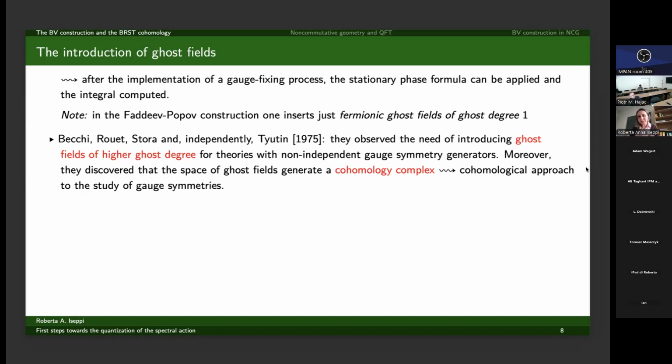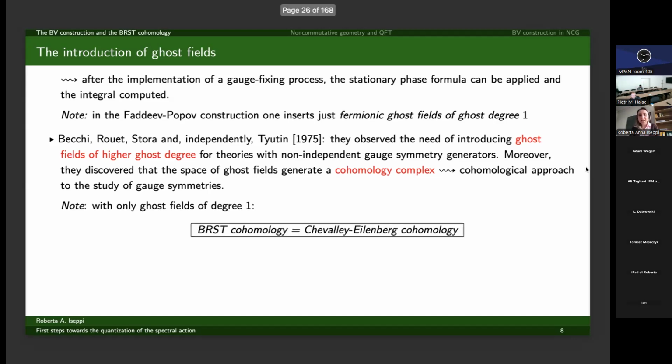And the second thing that they put on the table was the cohomological approach. One can describe this BRST-BV formalism as a cohomological approach to the study of gauge symmetries. For example, there is this BRST cohomology. If you put yourself in the easiest case where you have independent symmetries, so only ghosts of degree 1 are needed, the BRST cohomology is nothing more than just the Chevalley-Eilenberg cohomology. However, as soon as you add more ghosts and the situation gets more complicated, the cohomology also gets more complicated. So you have generators of higher order and so on and so forth.